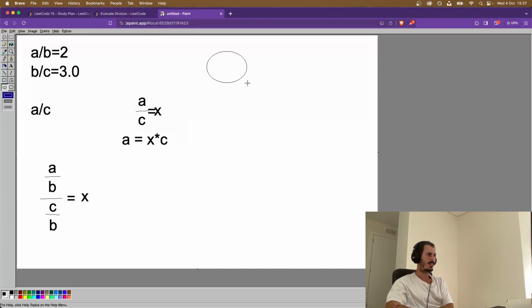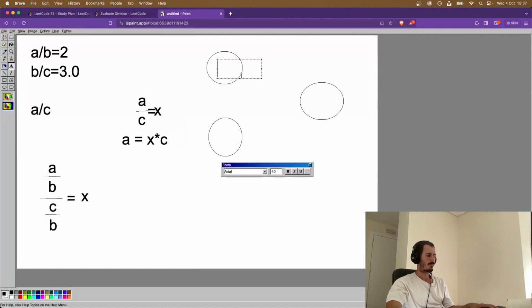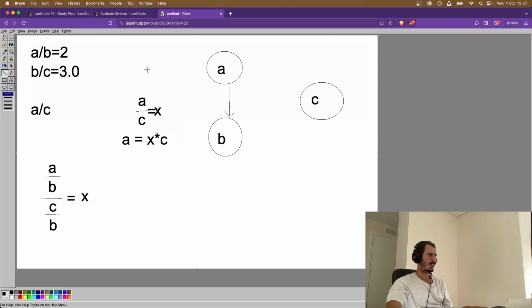Let's say we have a, b, and c. We can write stuff like this, and we can use the values of the edges, which in this case is 2, and in this case 3. Then we go over here, and if they ask us a divided by c, we just need to find the path and then divide it. Okay, this is one way of solving it.